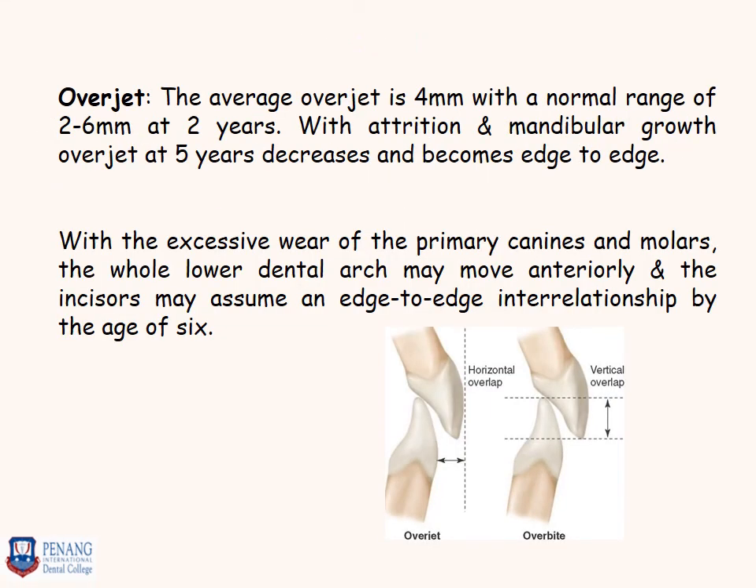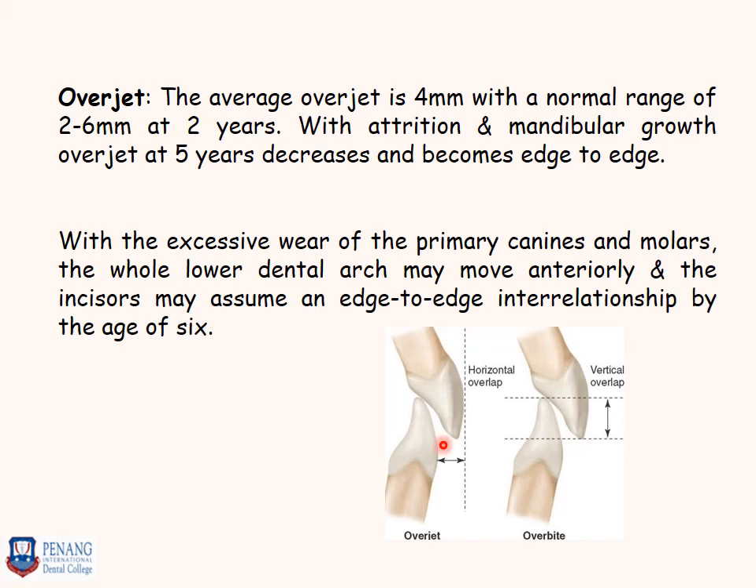So next is the overjet. So overjet is the horizontal overlap. The average overjet is 4 mm with a normal range of around 2 to 6 mm in 4 years. So with attrition, what happens? With attrition and mandibular growth, the overjet at 5 years decreases and becomes edge to edge.